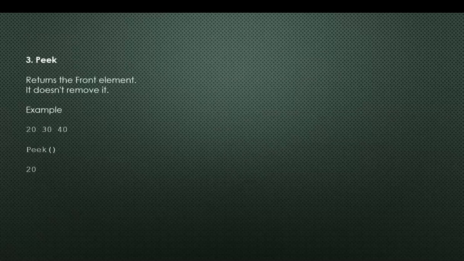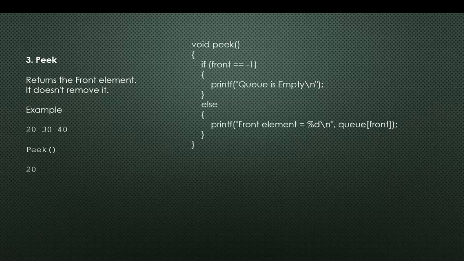Done. The next important operation is peek, which is very simple. Peek only returns the front element. It does not remove it. For example, if the queue contains elements 20, 30 and 40, you call peek. The output will be 20. Peek simply returns 20. The queue remains exactly the same. Look at the code. You just check if front is equal to -1, which means queue is empty, else you print the front element. Done?